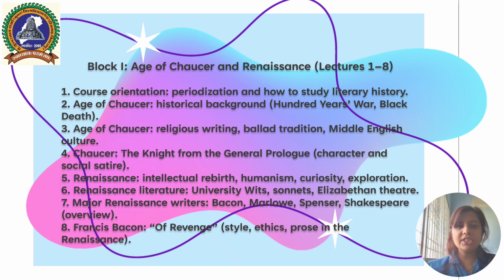The first lecture is about the course orientation and how to study literary history, which we will cover in this slide. The next lecture will be about the age of Chaucer, the historical background of the age of Chaucer, which comprises the Hundred Years' War and Black Death. Then we will see the religious writing, ballad tradition, and Middle English culture in the age of Chaucer.